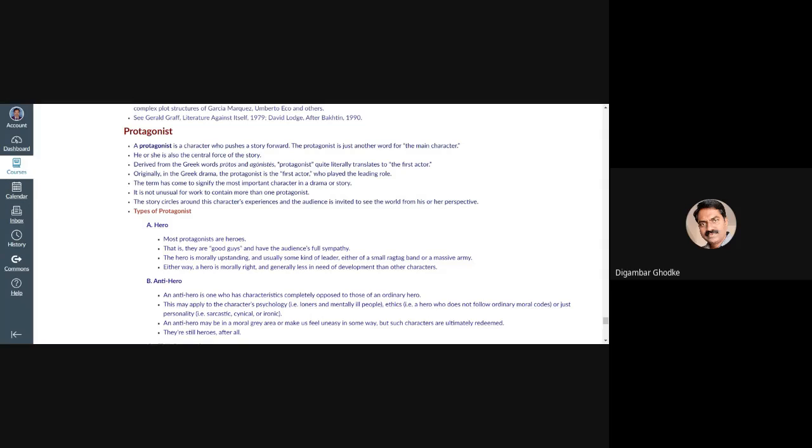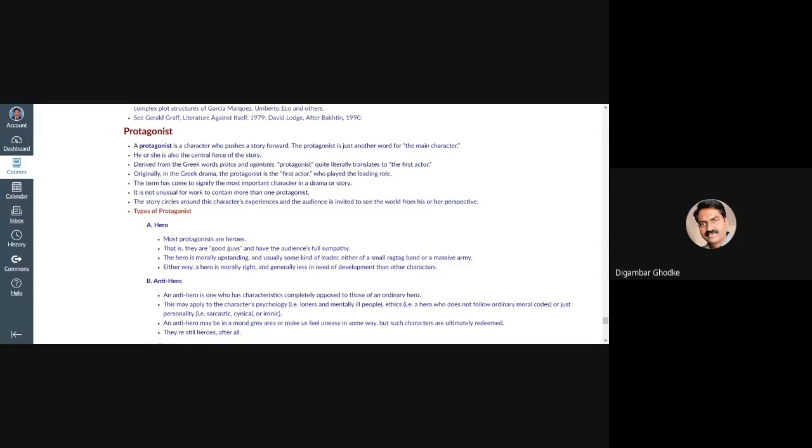Of course, there can be more than one protagonist in a play or in any other story. The story circles around these characters' experiences, and the audience is invited to see the world from his or her perspective. So, in other words, a protagonist is the main character of the story. There are different types of protagonists. The first type of protagonist is known as hero.